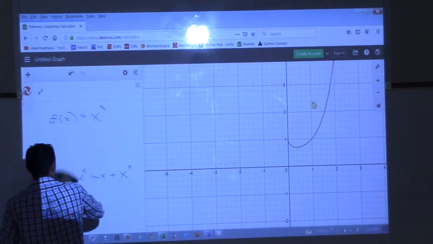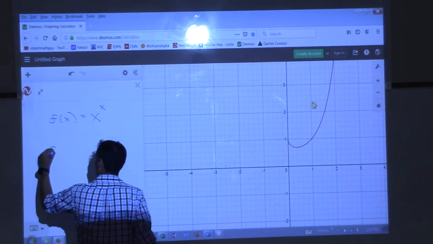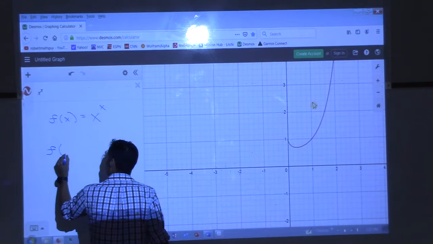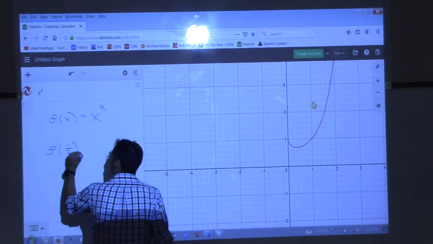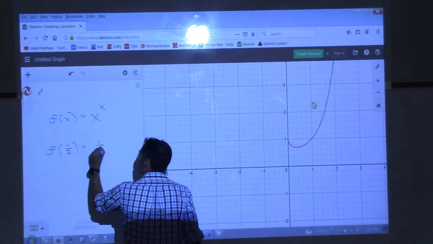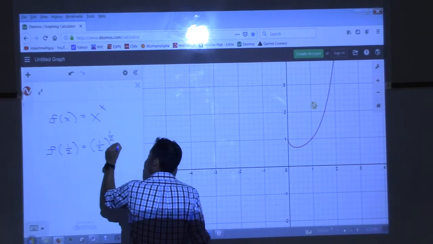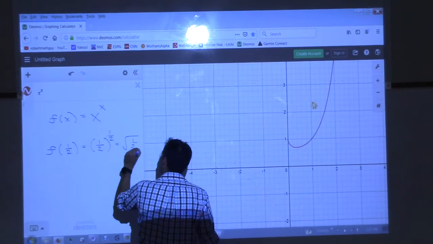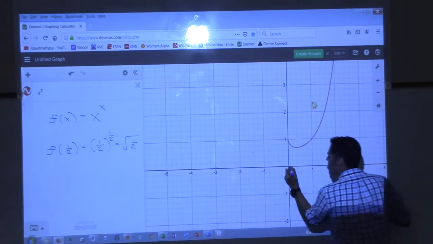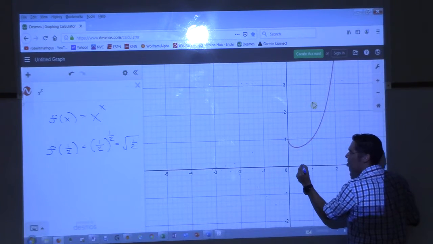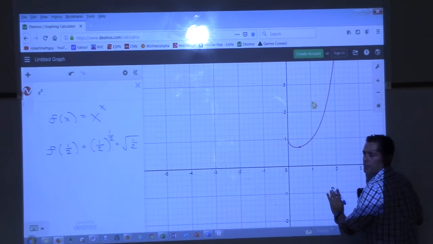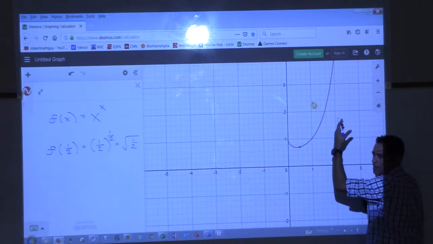If I were to ask right now, what's f of a half? That would mean 1/2 to the half, which means square root of a half, and that makes perfect sense. So if I go out to 1/2, the square root of a half is going to be up here, right? And for any positive number, I can do this.